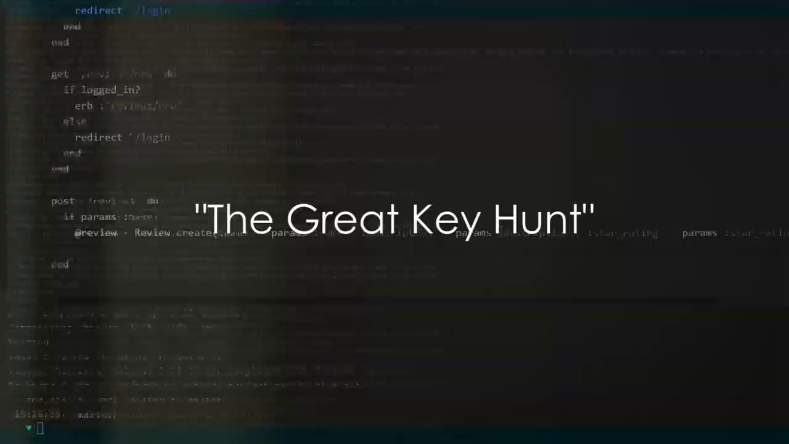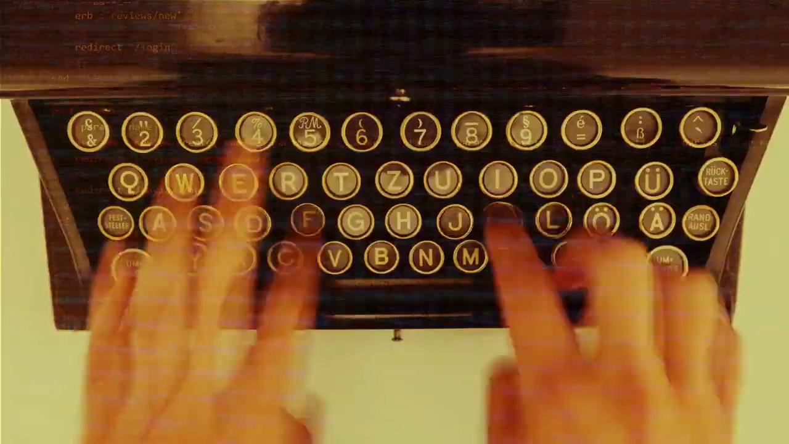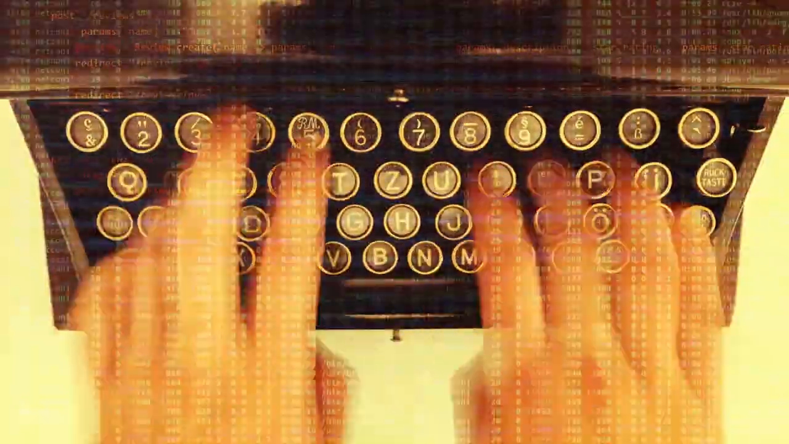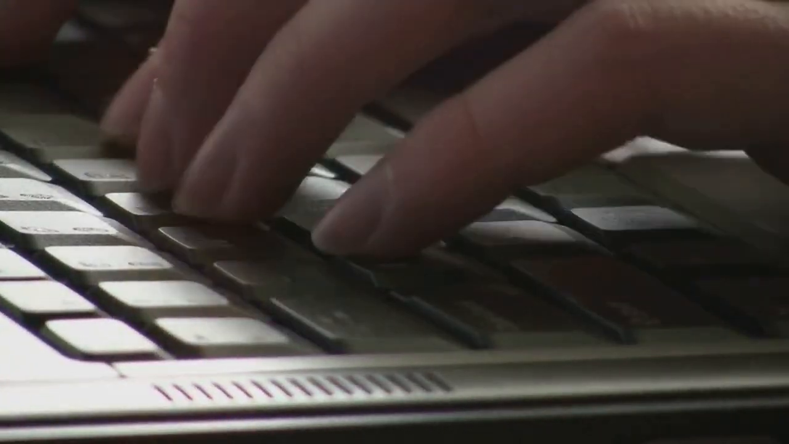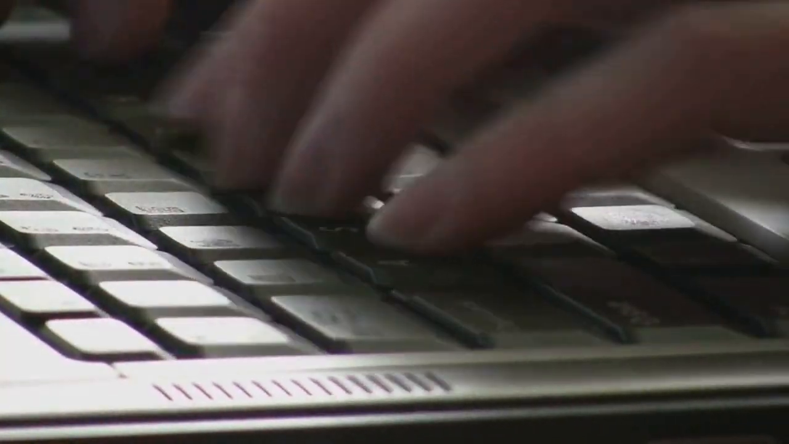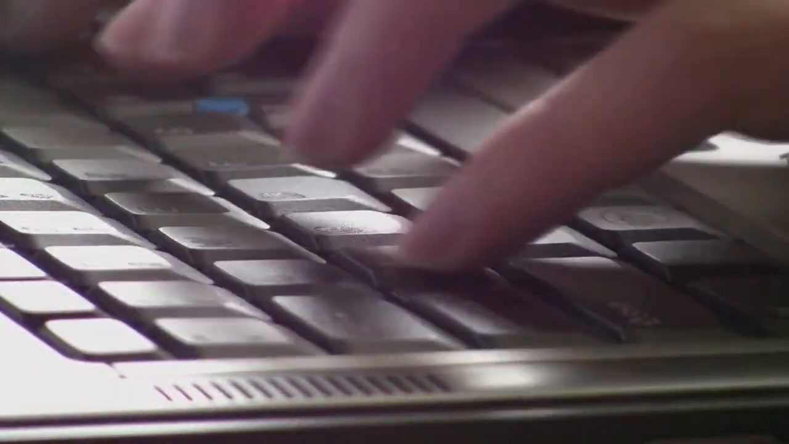Ever found yourself in front of your computer, staring at the prompt, "press any key to continue," and wondered, where on earth is this elusive any key? Well, let's journey together into the world of our hypothetical computer user.